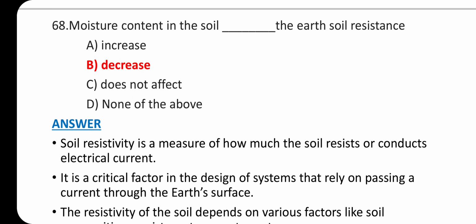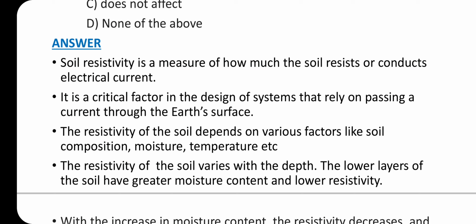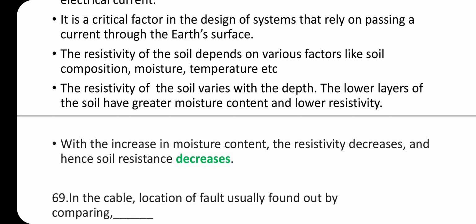68. Moisture content in the soil increases, the earth soil resistance decreases is the answer. Soil resistivity is a measure of how much the soil resists or conducts electrical current. It is a critical factor in the design of systems that rely on passing a current through the earth's surface. The resistivity of the soil depends on various factors like soil composition, moisture, temperature, etc. The resistivity of the soil varies with the depth. The lower layers of the soil have greater moisture content and lower resistivity. With the increase in moisture content, the resistivity decreases and hence soil resistance decreases.